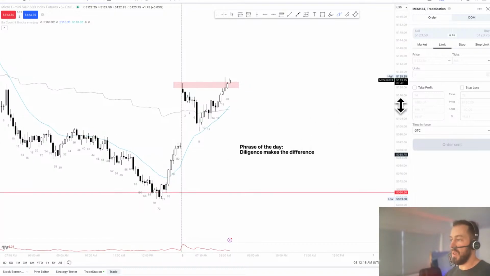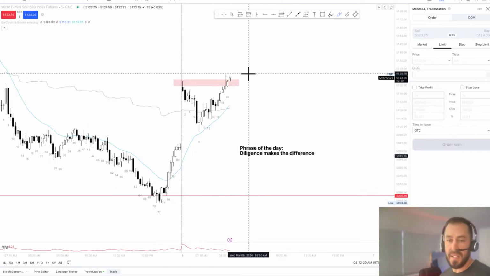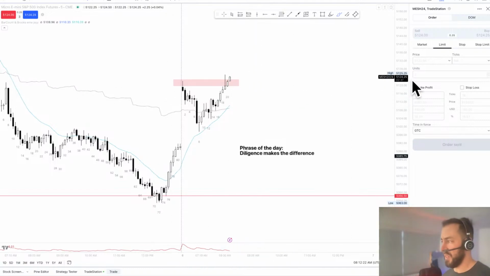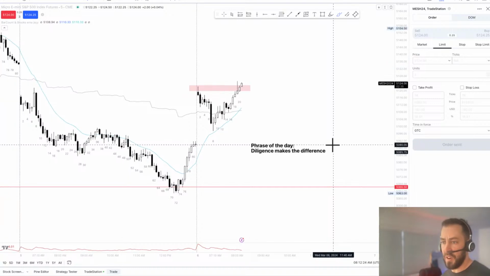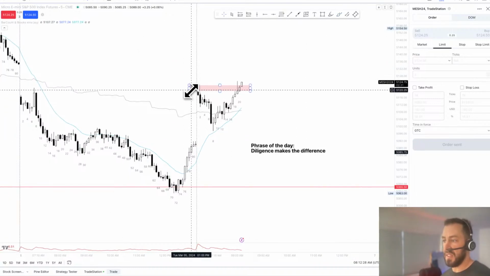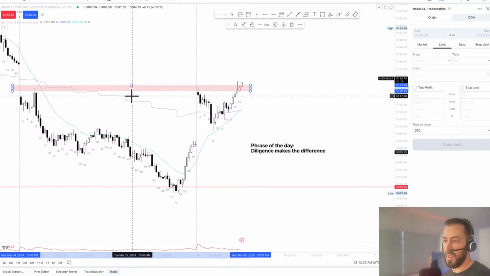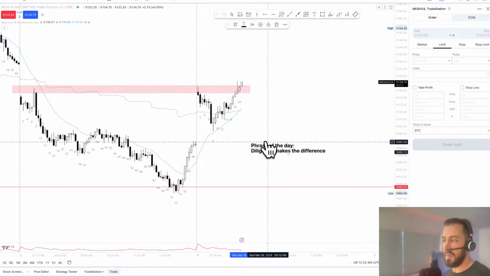Okay, I love that you guys are on board with this keep it simple thing, because this is so important to me. If you're on my stream, we're going to keep it really simple. So this is a resistance area, right? You see that?